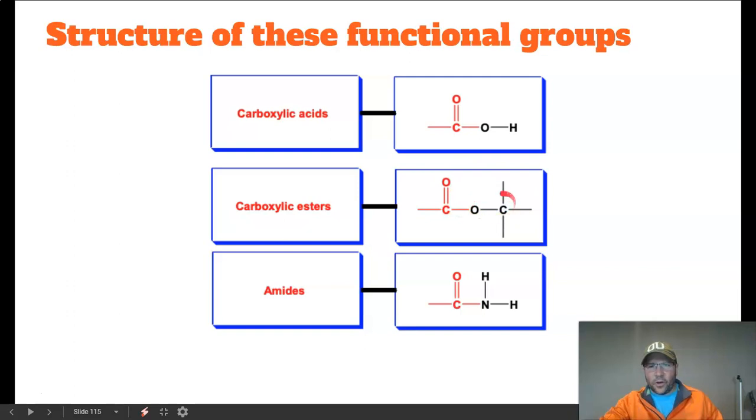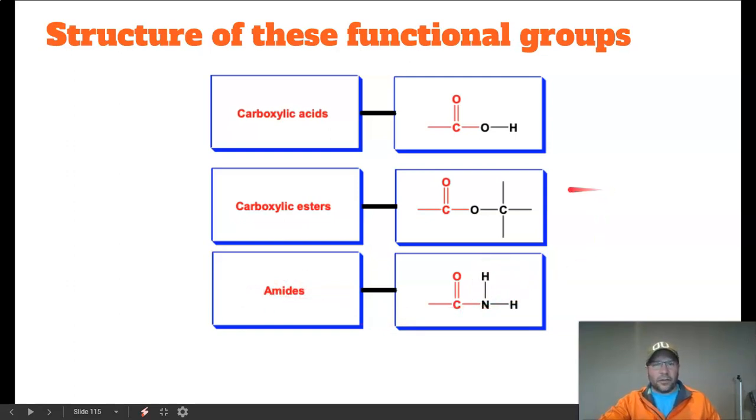If it is just an O with a C, so this kind of looks like an ether here, this is considered to be a carboxylic ester. So an ether is just COC, and an ester is the carbonyl group OC. So that's kind of what it looks like. And an amide is the carbonyl group hooked to an amine group. So look at that. That AM is amine or amide. So that should be a nice tip-off that we have right there.